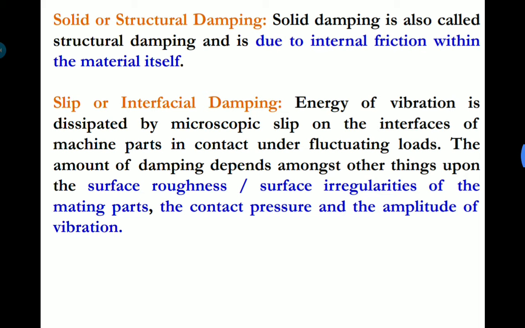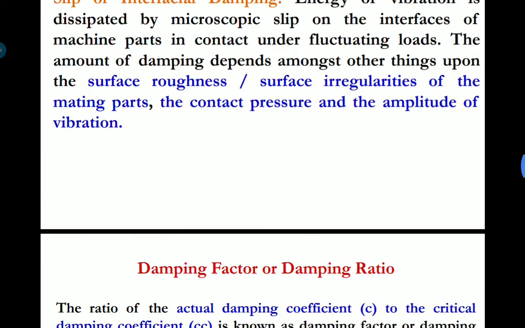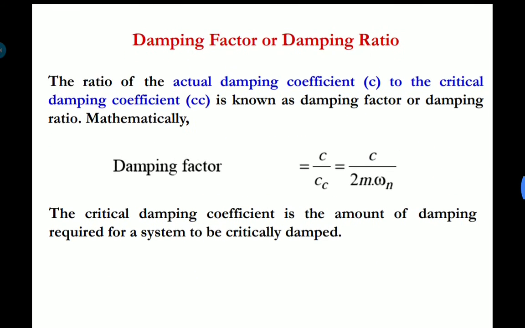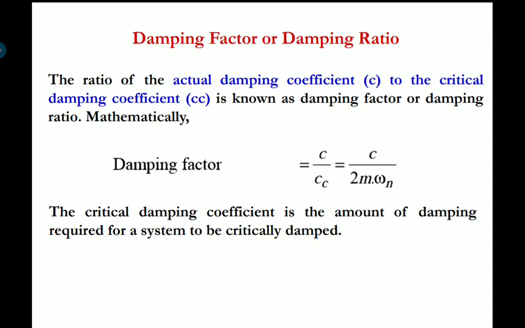When two surfaces are in contact or kept one above the other, because of the irregularities there will be some interlocking, and that will provide a kind of damping which is called interfacial damping. Next we can see a term called damping factor or damping ratio.